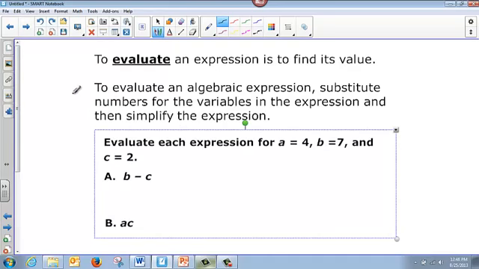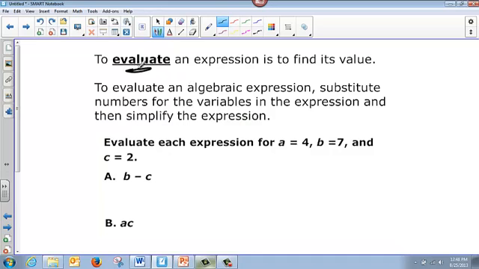Now, the last thing we want to learn how to do is evaluate an expression and find its value. So evaluate means to find a value. See that? Evaluate, the word value is in that word. So to evaluate an expression, we substitute numbers for the variables. We're replacing the variables with the numbers, and then we simplify the expression by performing the operations that are given. So we want to evaluate each expression here. Anytime we see an A, we're going to replace it with a 4. Anytime we see a B, we're going to replace it with a 7. And anytime we see a C, we're going to replace it with 2.